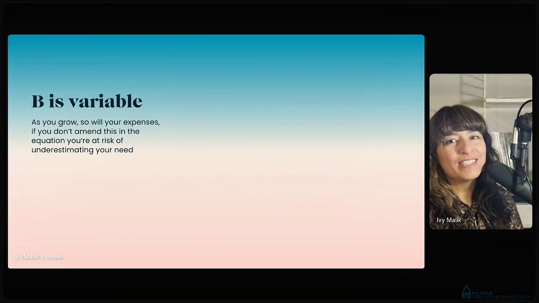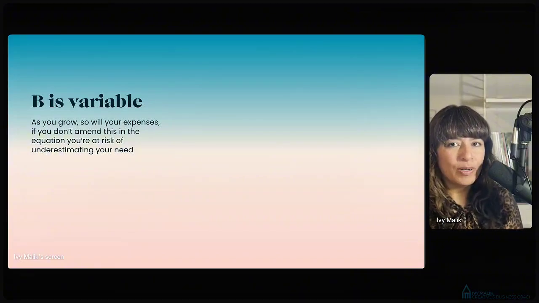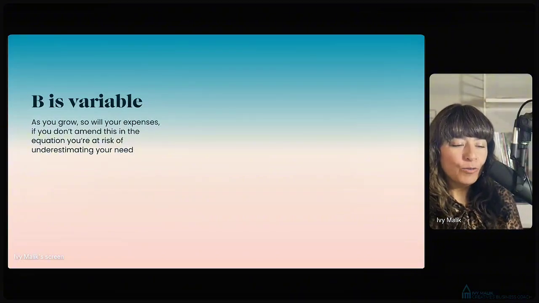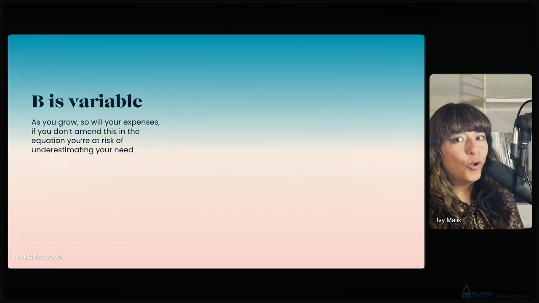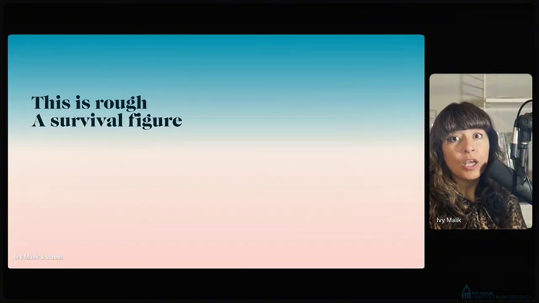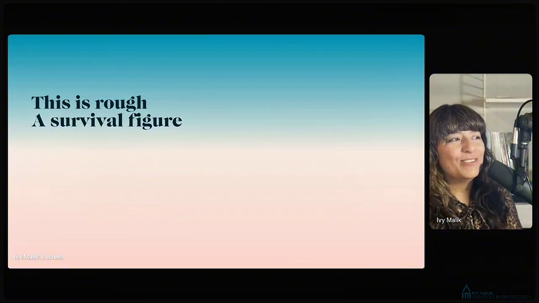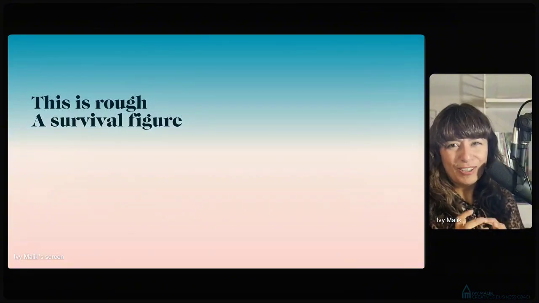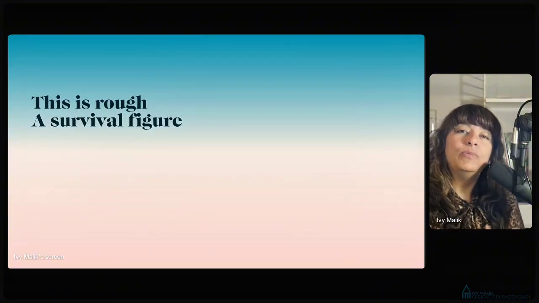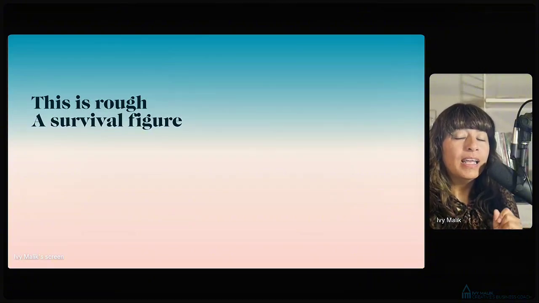All right, so B is variable. Your business expense as well is extremely variable. As you grow, your expenses also will increase. And if you do not account for the variability of B, you're also going to see a very different rate and you'll end up underestimating what you actually need, which is why I can only reiterate this is a really rough and a survival figure that you can work with. But the reason I shared this with you is because I want you to figure out how to actually price based on what you require every month.